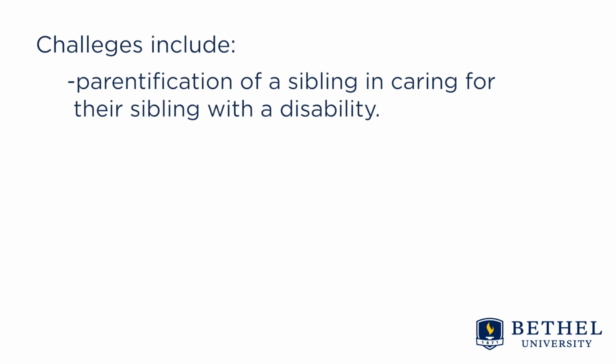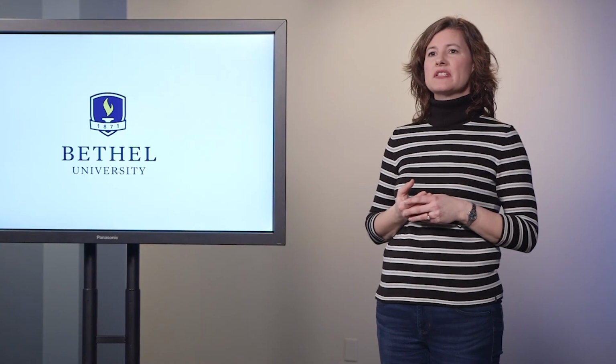Another challenge is not encouraging parentification of a sibling in caring for their sibling with a disability. Parents need to allow siblings a chance to have some social life and hobbies and time with the parents as they balance helping contribute to the family system. Sometimes larger families can fare better as there are more individuals to help.